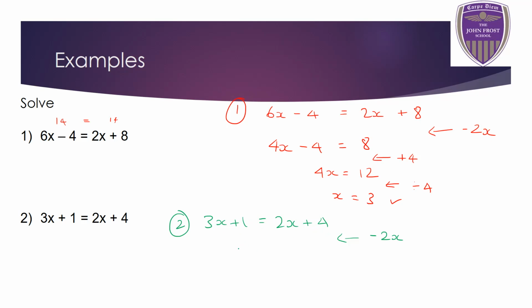So 3x take away 2x is just x, isn't it? Okay, the plus 1 stays the same. This 2x now has become 0, hasn't it? So 0 plus 4 is 4. So from here then, x plus 1 equals 4. Well, the opposite of adding 1 is to subtract.